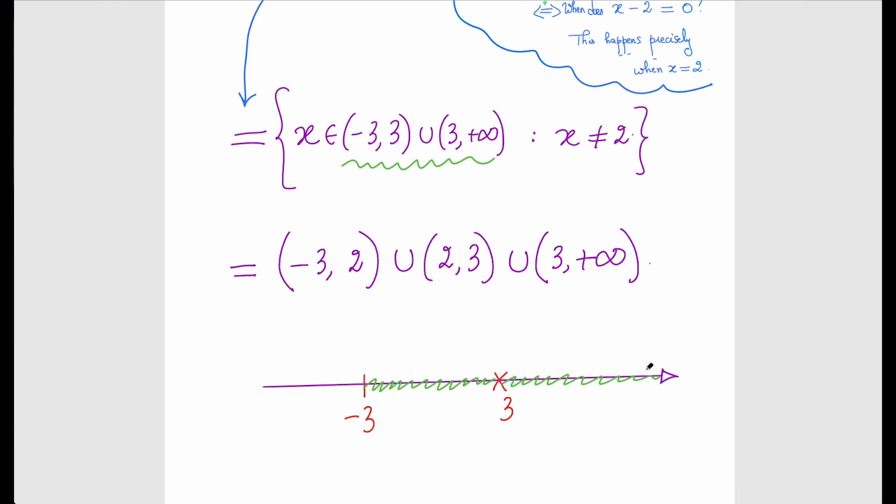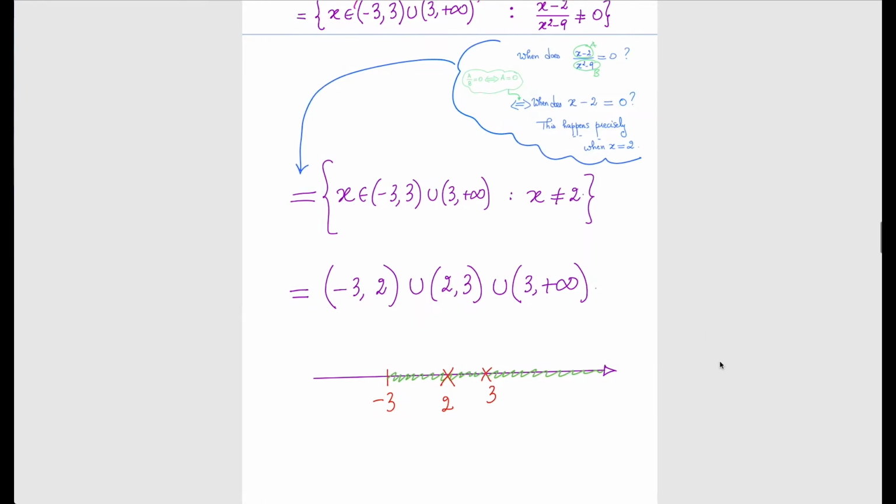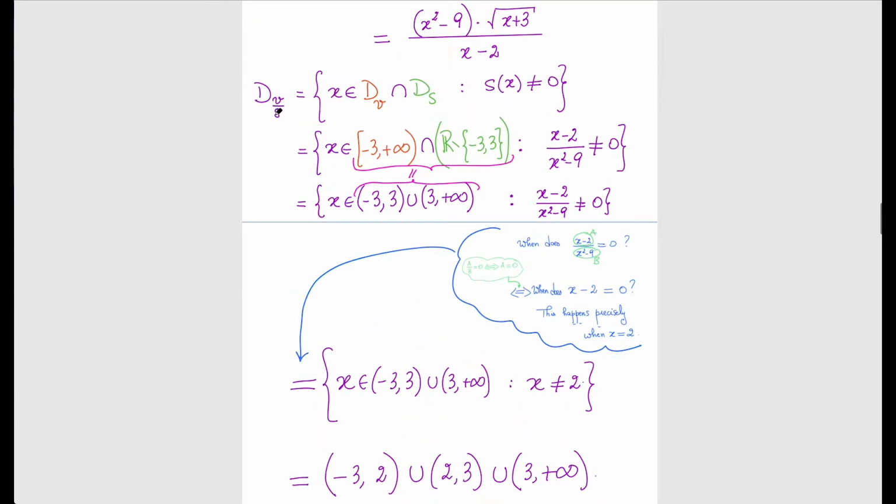Now, in addition to this discussion, I need to throw away the 2, right? Among all the green guys, I'm going to throw away the 2. So let's throw it away. And where does 2 happen? It happens somewhere here, right? And how do you interpret the remaining ones using interval notation? Those guys are those, and those guys are those. The union of all three makes up the green portions of the axis that you see in the picture. Make sense? Alright, so this is then the domain of the quotient.